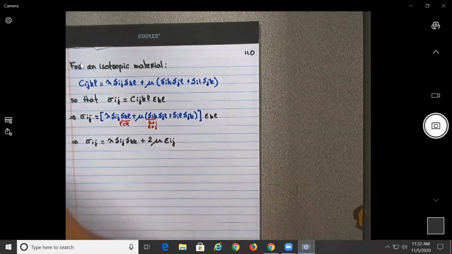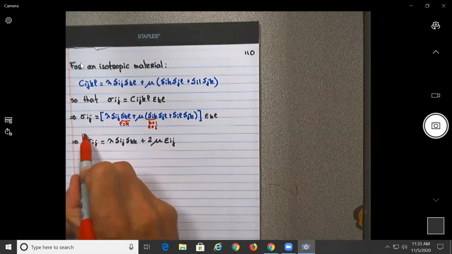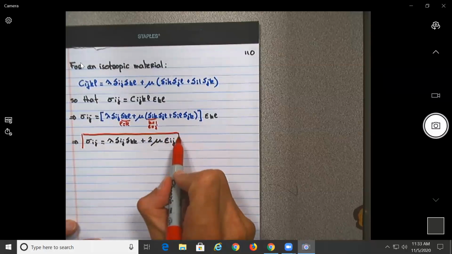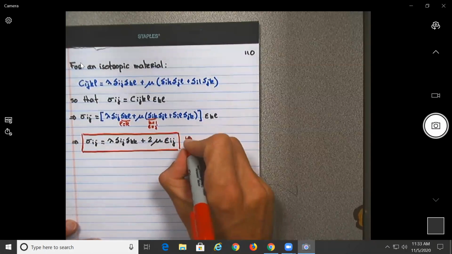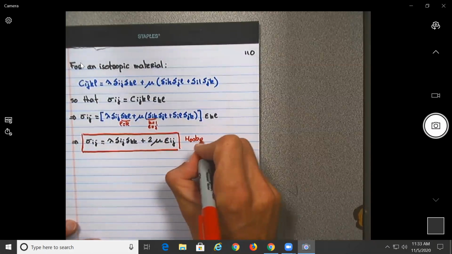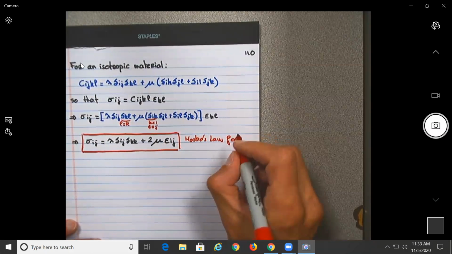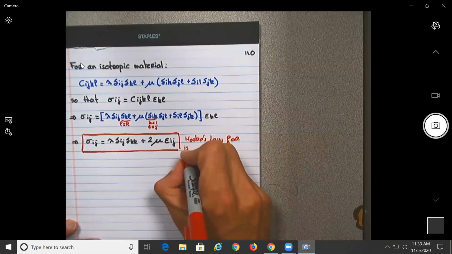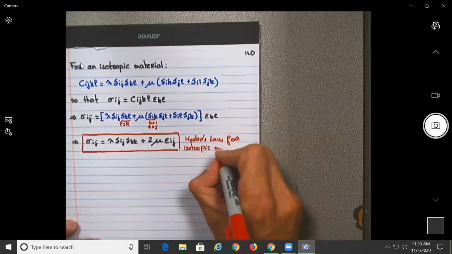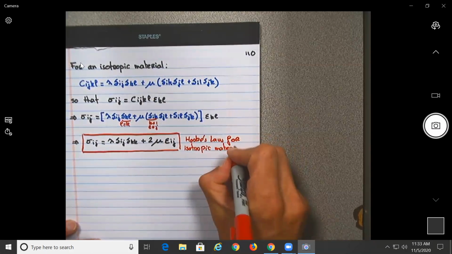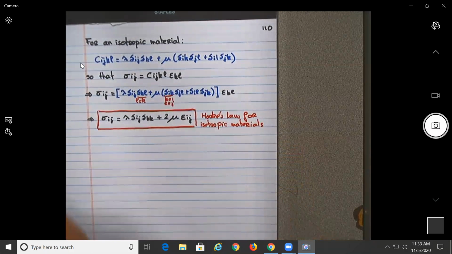Okay. All right. So this is Hooke's law for isotropic materials, which initially is the only one we're gonna study. Okay, we're gonna cover.